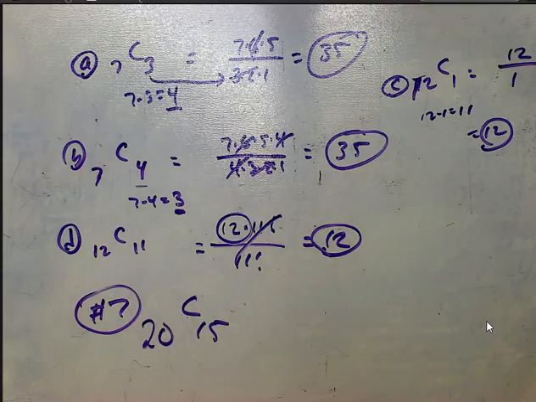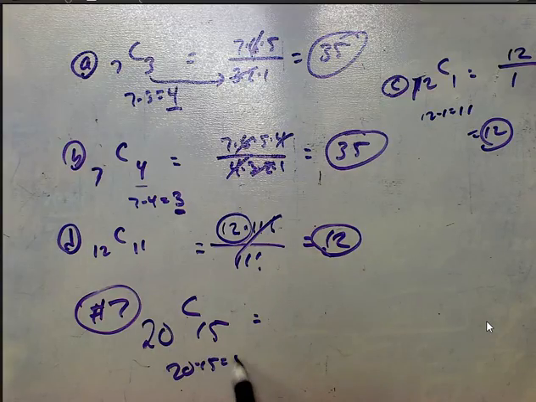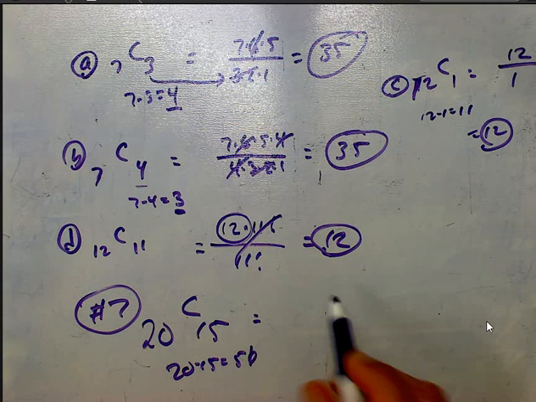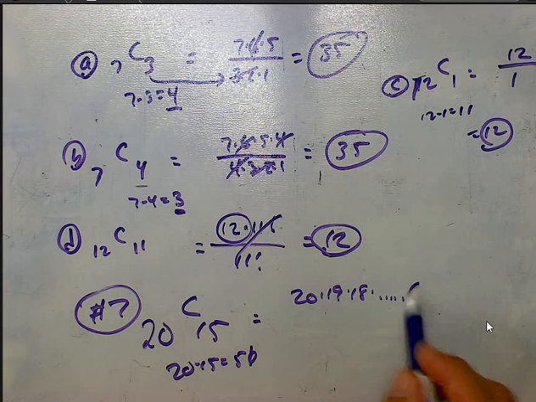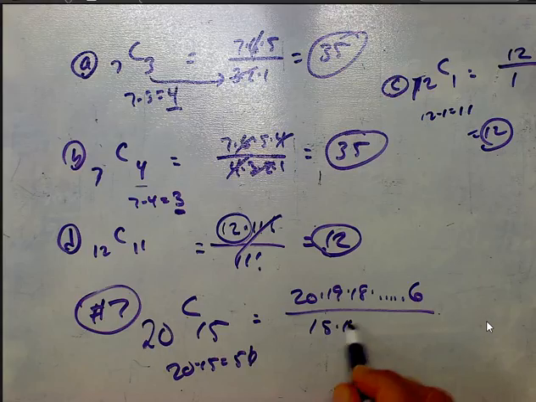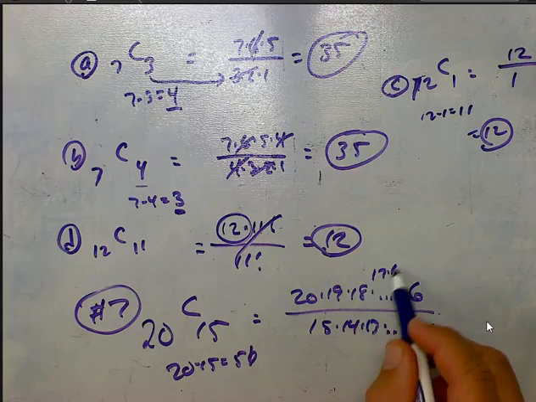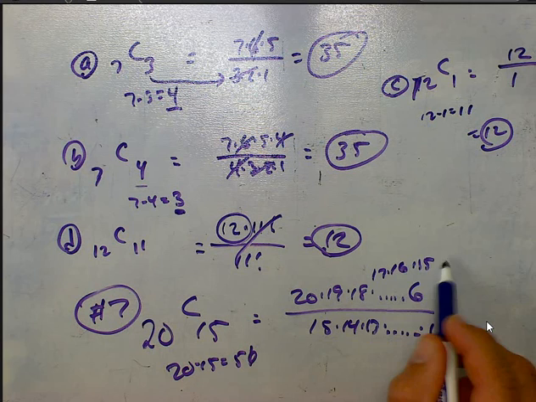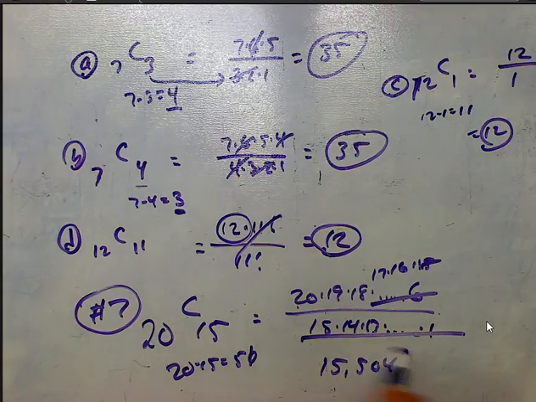20C15. Okay, well the pattern says 20 minus 15 is 5. So 20 times 19 times 18 times ... times 6. And on the bottom, 15 factorial is 15 times 14 times 13 times ... times 1. So essentially, this is going to go down to 17 times 16 times 15. And so those all cancel. And I'm left with 20 times 19 times 18 times 17 times 16, which is 15,504.